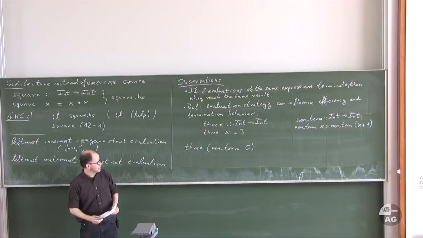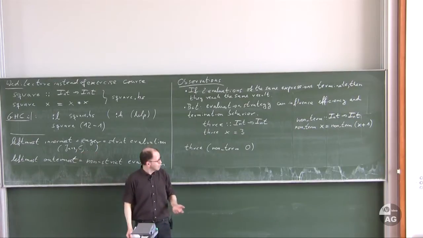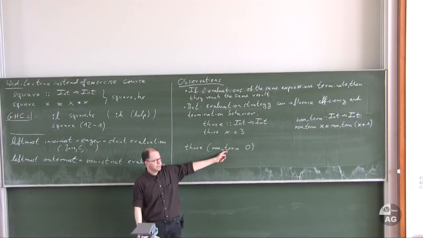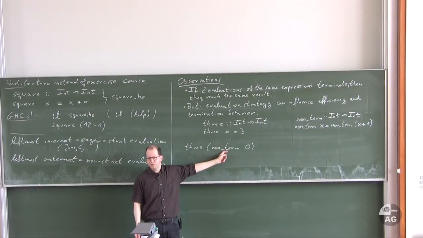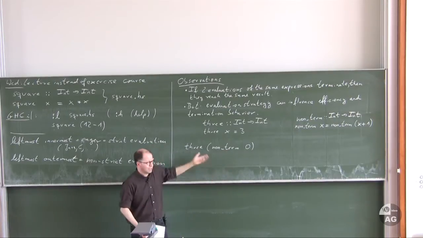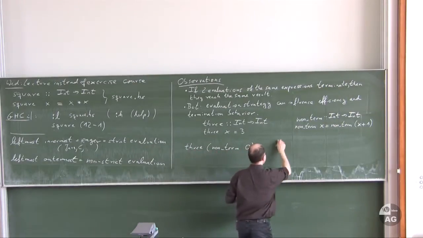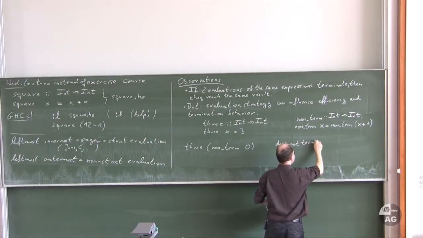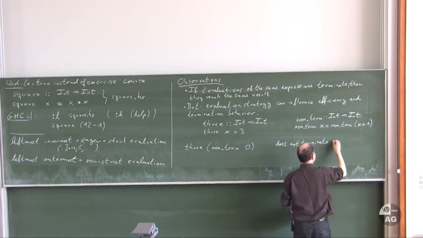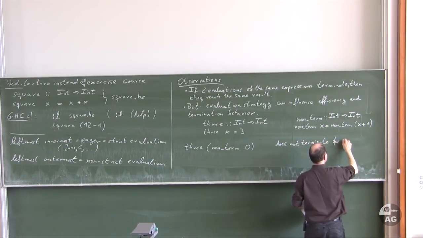This depends on the strategy. So if you decide on innermost evaluation, then you will evaluate the argument first. Well, and that will never terminate. So you get non-term 0, non-term 1, and so on. So this will never terminate, and, well, you get no result. So this does not terminate for innermost evaluation.